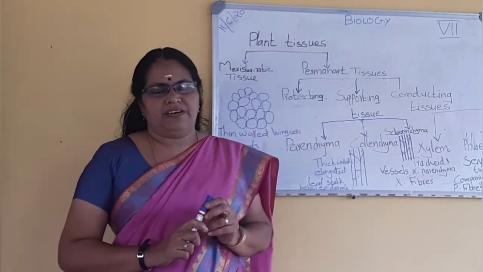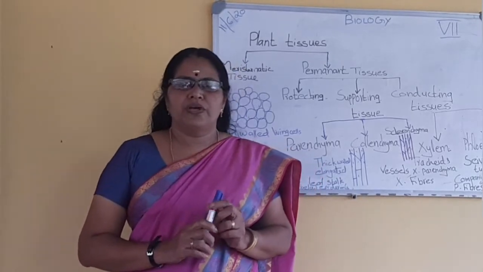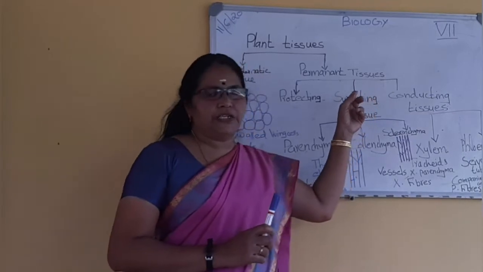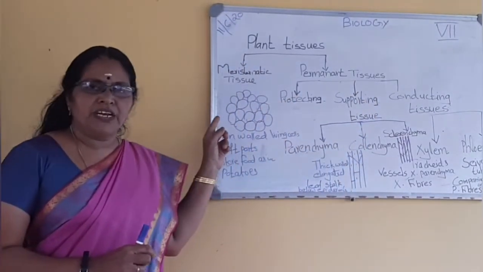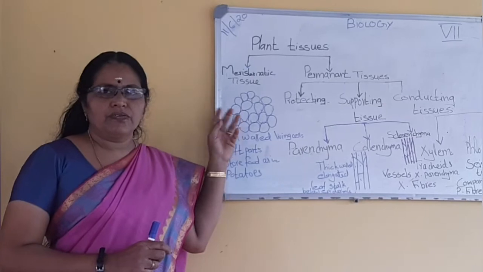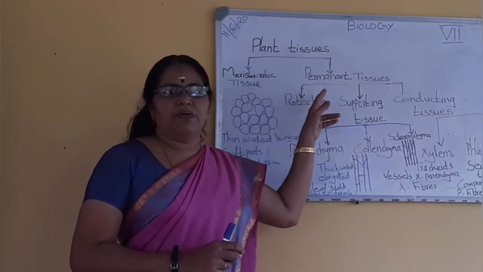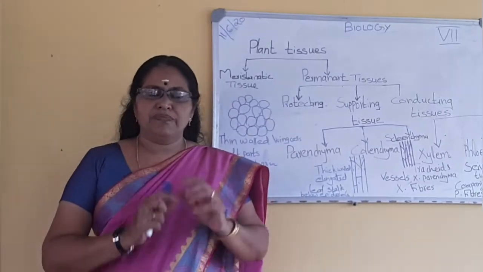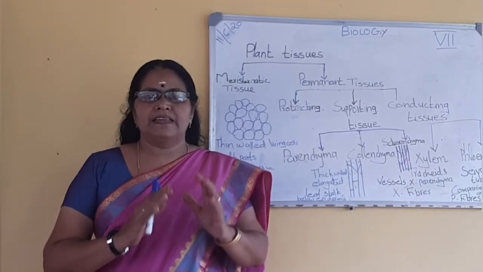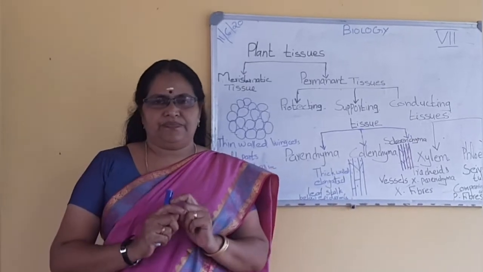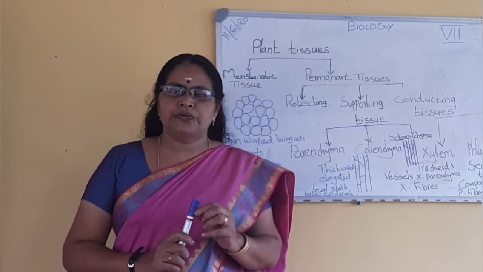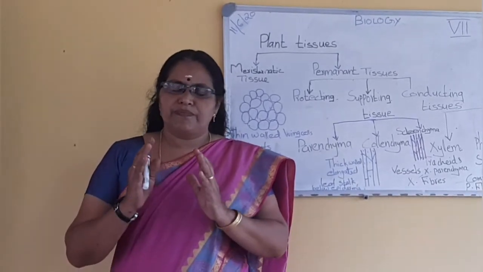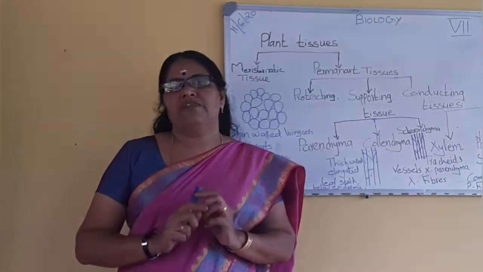The body of a plant is made up of two types of tissues, meristematic tissue and permanent tissue. About the meristematic tissue you learned in the last class, so leave it. Today, let us study about the permanent tissues. From the name itself, it is clear that the cells are permanent. You know, in meristematic tissue, the cells are dividing. But in permanent tissue, cells do not divide.